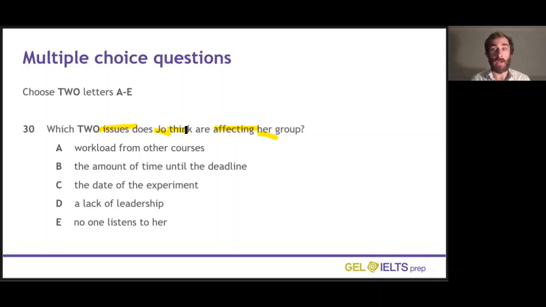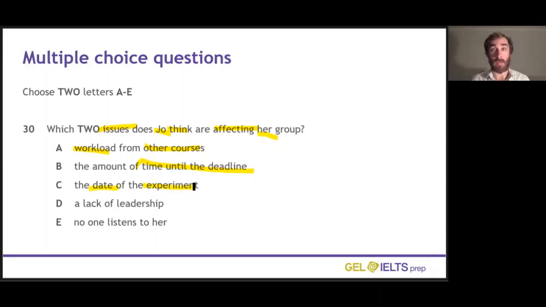A, workload from other courses. So workload and other courses here. It can't be this course, it must be other courses of the university, and workload means the amount of work that they have. B, the amount of time until the deadline. So that's the period of time before they must hand in their project. C, the date of the experiment.